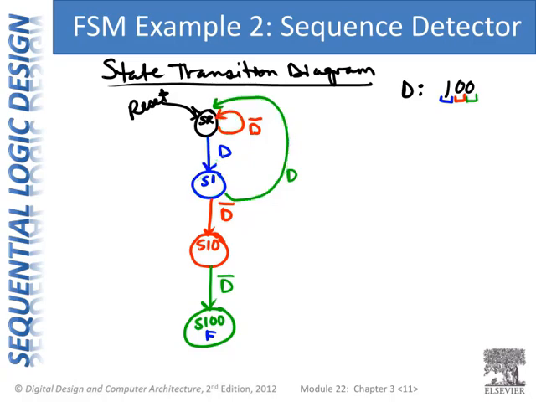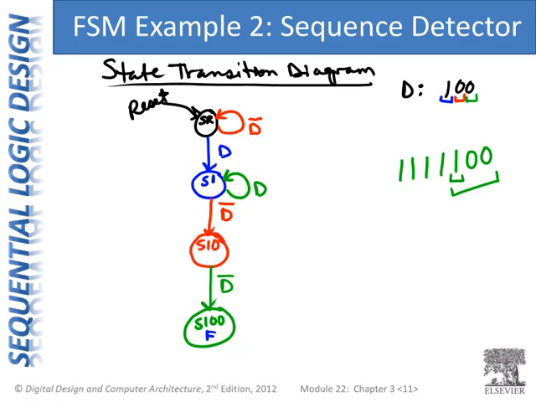So instead of that transition, we actually want to stay in the S1 state if D is 1. So when D is 1, we want to stay in this S1 state because we've detected the first bit in our sequence, even if it's a repeated group of 1s, potentially could be the first bit in our desired sequence. Okay, so we're done with the S1 state. Now we go to the S10 state.